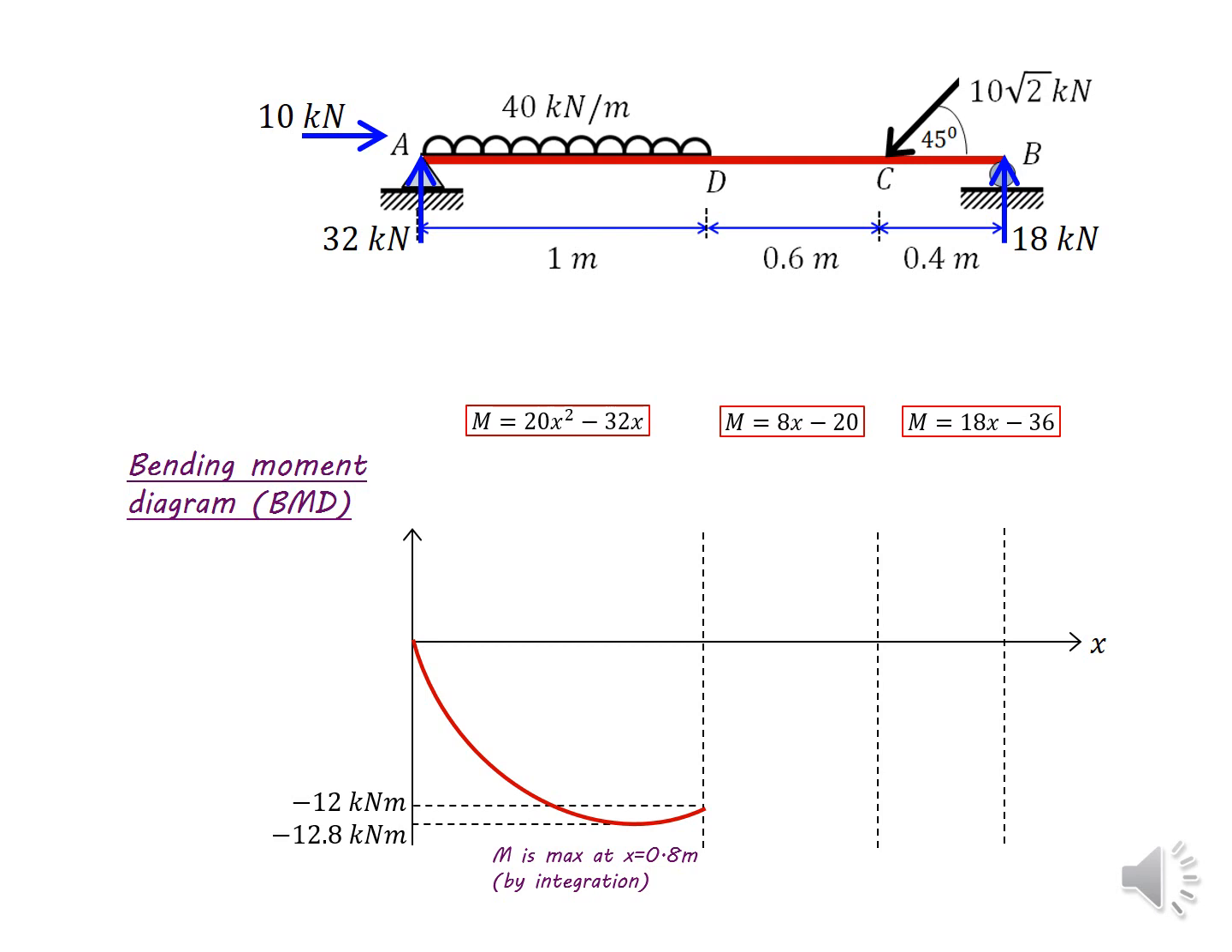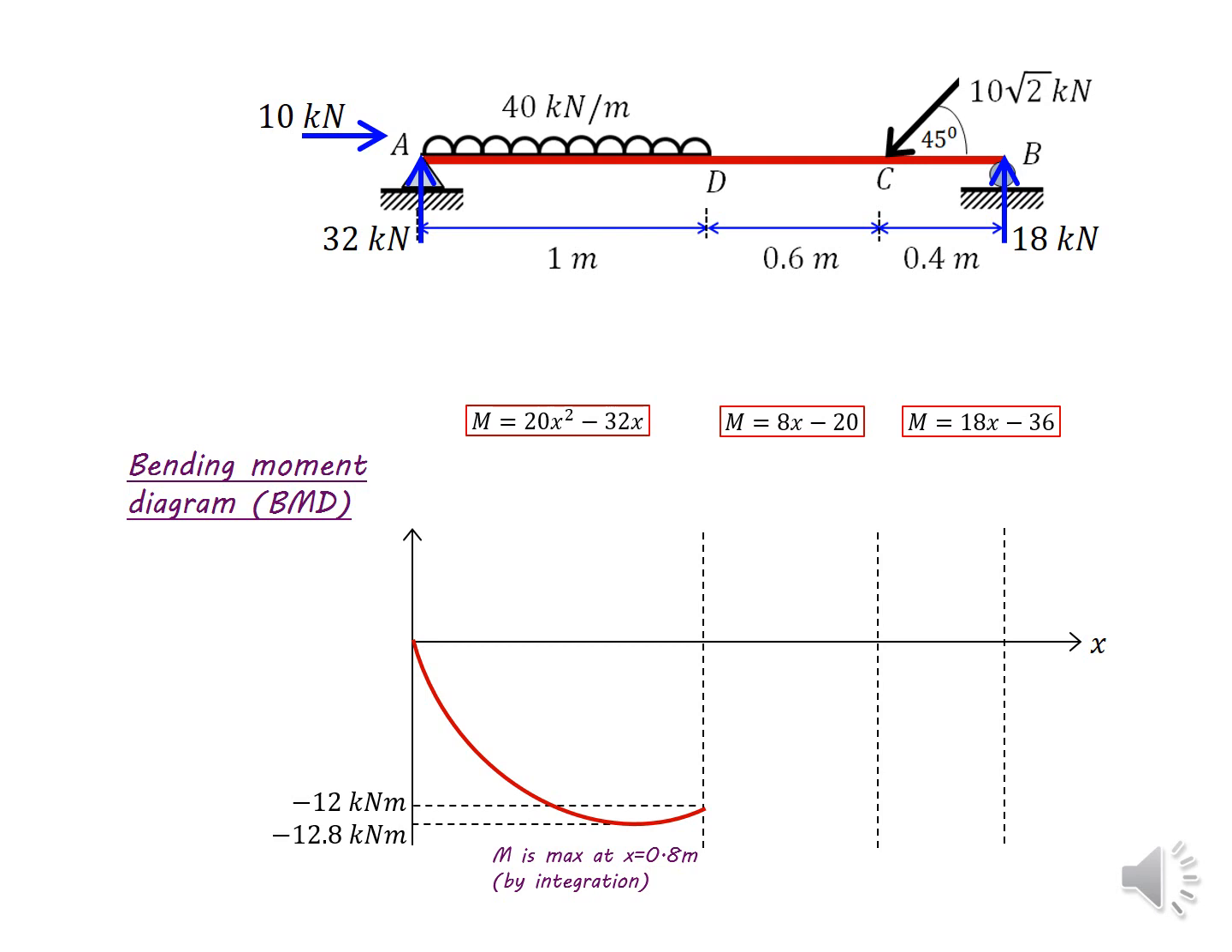From D to C, the equation is m equals 8x minus 20. So again, it's a y equals mx plus c type equation. Similarly, you can plug the values into x and get the starting point and the end point. So the starting point, when x equals 1, m equals 8 times 1 minus 20, basically 8 minus 20 equals minus 12. Which means the starting point of the section DC of the diagram is equal to the end point of the diagram of AD.